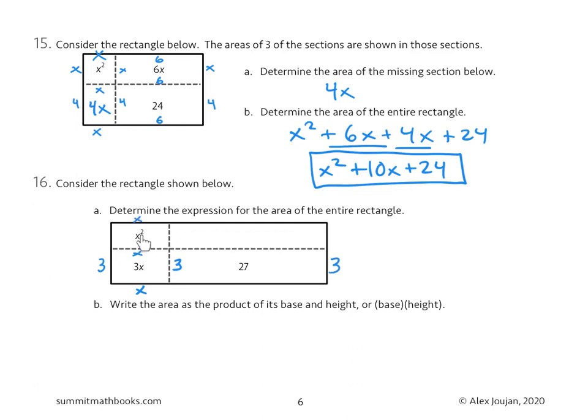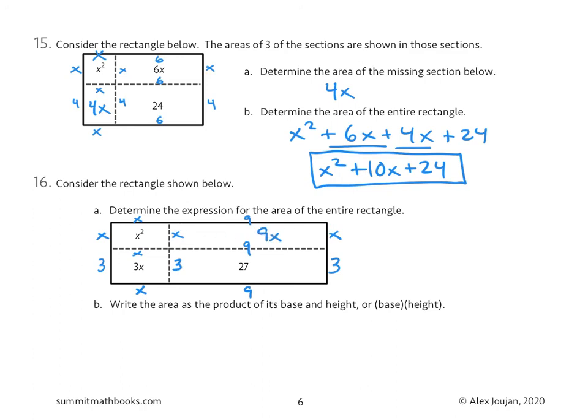Since this area is x squared and this is x times what equals x squared, this must be x also. x times x is x squared. So I can put an x there, which means an x goes there and an x goes there. Going back to this 27, 3 times what equals 27? That would be 9. So I can put a 9 here, which means this is 9, which means this is 9, and now I know the area of this missing space. It's 9 times x, or 9x.